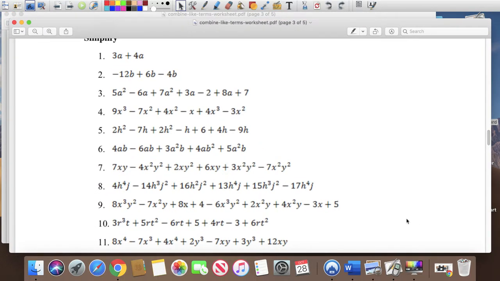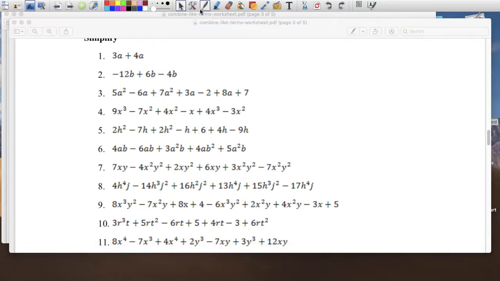Okay, so we're still adding and subtracting, except that right now the only difference is that we're adding terms that are like, right? So you have to identify them first in order to combine them. Well, that's the only difference, but we're still doing the addition and subtraction that we've been doing.